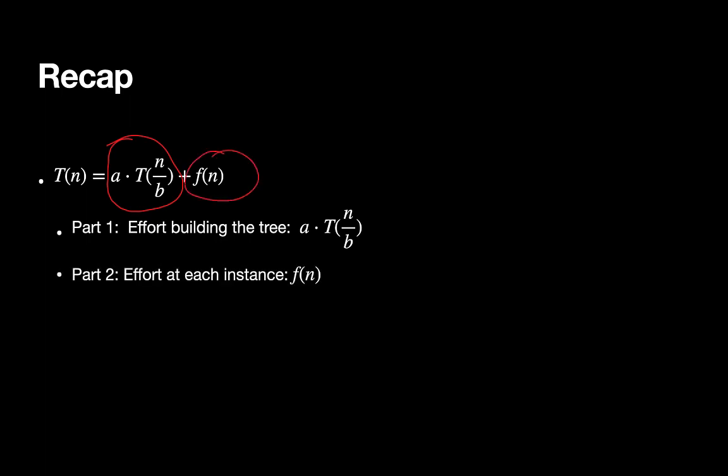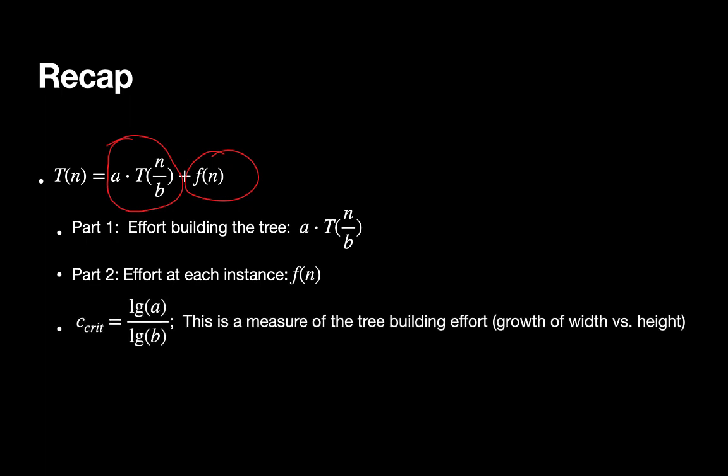Okay, so when we were looking at the equation form of counting our operations, t of n equals a times t of n over b plus f of n, the first part of this was really about the tree building effort. And the second part is about the amount of work that takes place at each instance of the problem. Okay? And our critical factor, again, is based on both a and b, which are really measures of how complicated it's going to be to build that tree. So you can think of that critical factor, log a over log b, as being a rough measure of the amount of effort that it's going to take to build that overall tree.